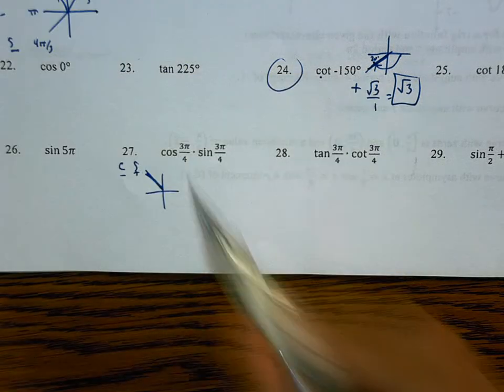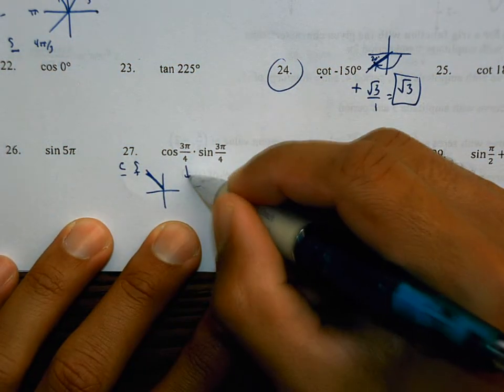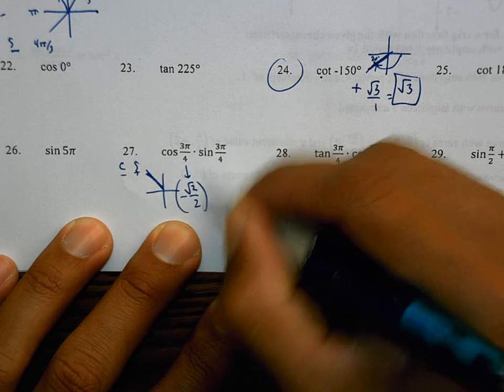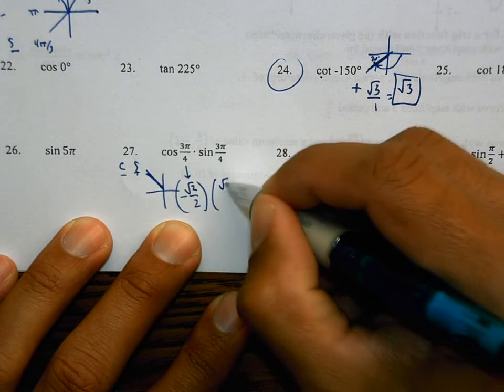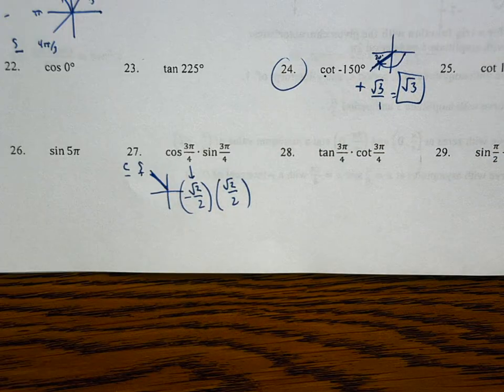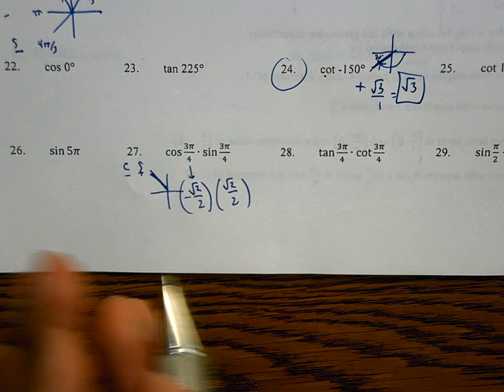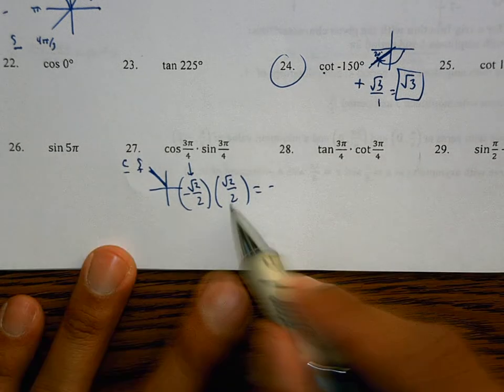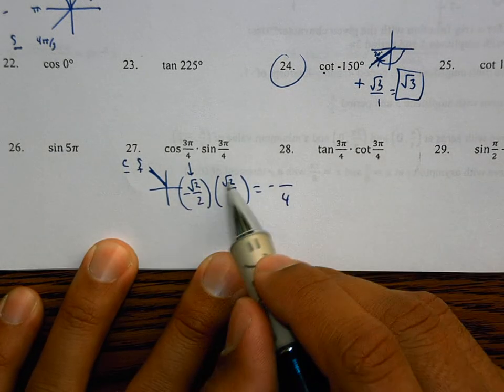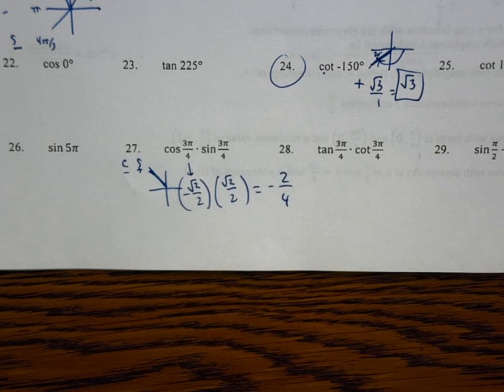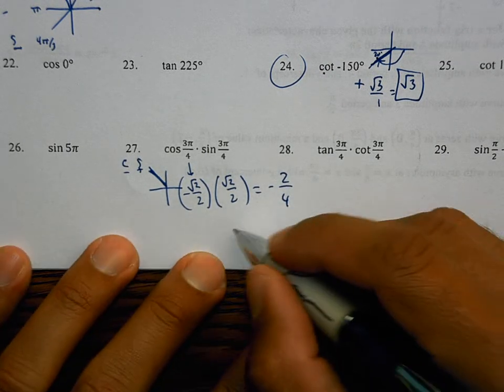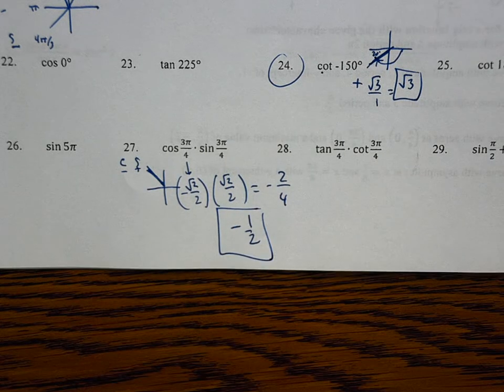3 pi over 4 means that I go to the cosine, square root 2 over 2. It's negative. Times the sine, which is positive, root 2 over 2, using the same ratio. Well, what is a negative times a positive? A negative. 2 times 2 is 4. Root 2 times root 2 comes out to 2. And that simplifies to negative 1/2. And I didn't even touch my calculator because I know my unit circle so well.